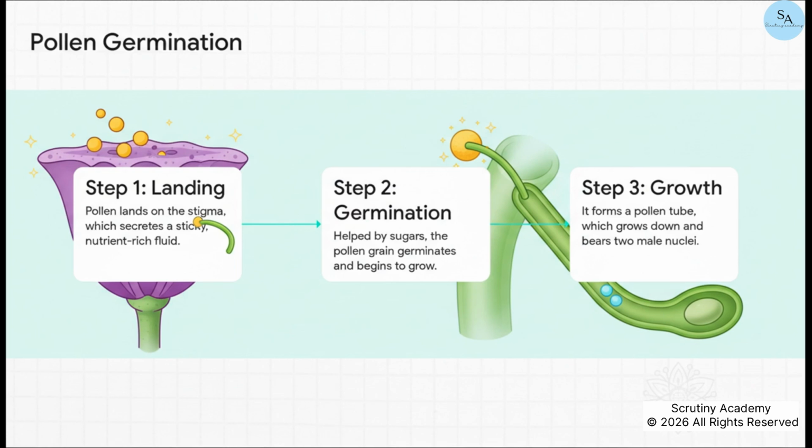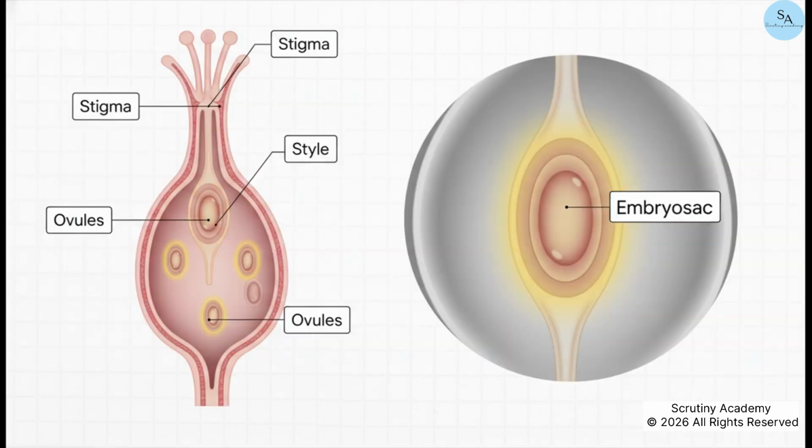What happens is, the stigma releases this sugary fluid that feeds the pollen grain, and that makes it grow a tiny tube. This pollen tube is like a microscopic tunnel digging its way down through the style, carrying its very precious cargo. Okay, let's zoom in even further. We're going to follow that pollen tube all the way down deep inside the ovary to its final destination, the ovule. This is where the female gamete, the egg cell, has been waiting.